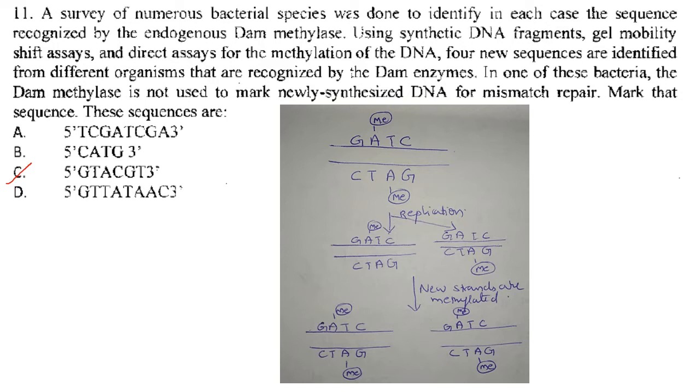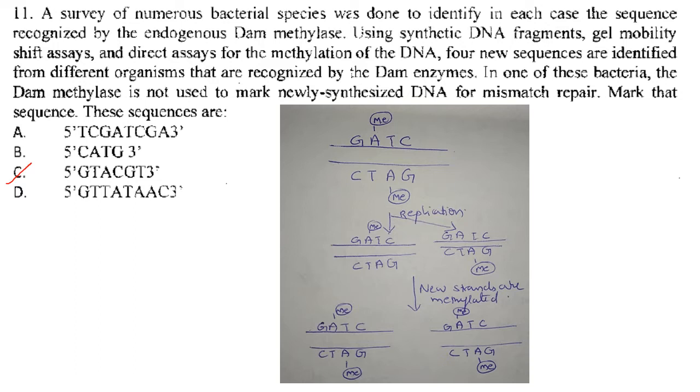So what they have done is a survey of bacterial species to identify in each case the sequence recognized by the endogenous DAM methylase. Now what does DAM methylase do? It adds a methyl group to the adenine of the sequence 5' GATC in the newly synthesized DNA. That is what DAM methylase does. So using synthetic DNA fragments, gel mobility shift assays and direct assays for the methylation of the DNA, 4 new sequences are identified from different organisms that are recognized by the DAM enzymes.